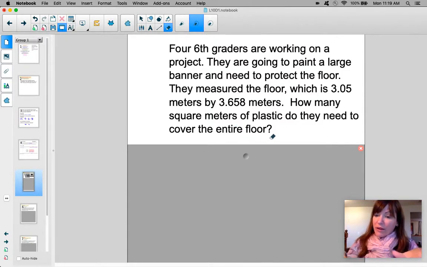So we are talking about area, and that's not a new concept. We need to multiply length times width, okay? So we are going to need those 2 numbers, and we're going to be multiplying these 2 decimals.